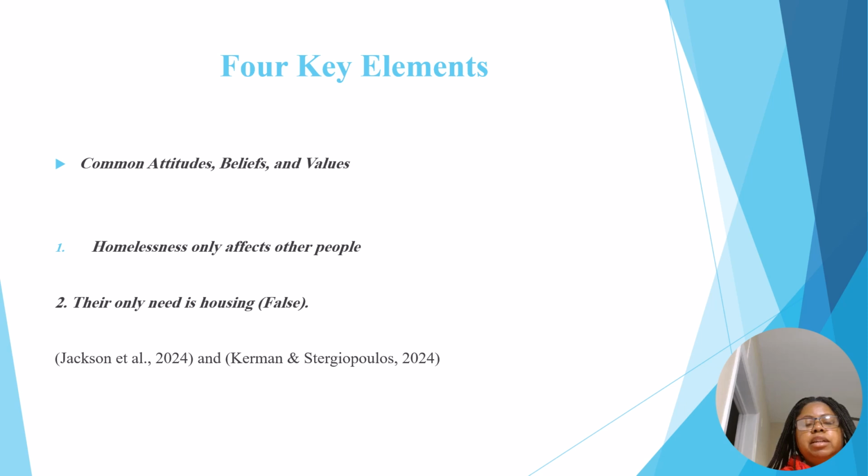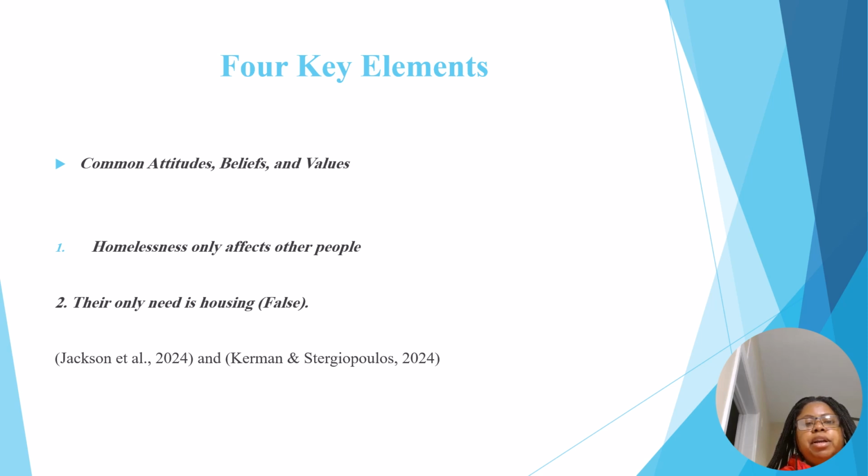On the next slide, we're still going to go over the four key elements because we're still going over some of the research. This research was so helpful for me to build a foundation for the rest of my essay. Some of the common attitudes, beliefs, and values shared among this population were that some people believe and have a perception that homelessness only affects other people, or people of a certain minority or gender, or some of that is evidence-based. However, homelessness can affect anybody.